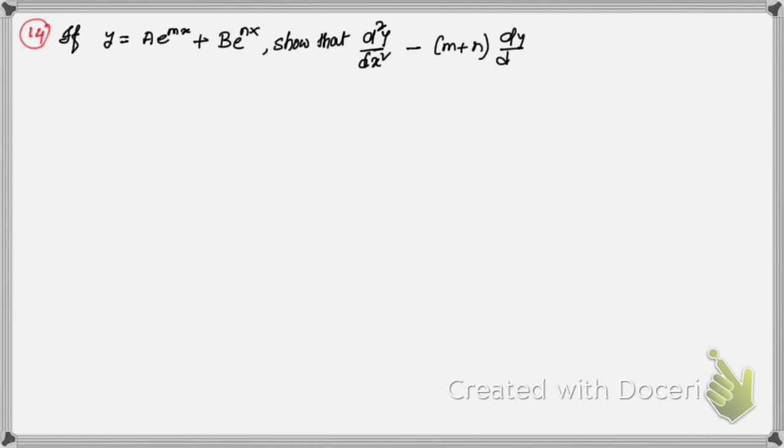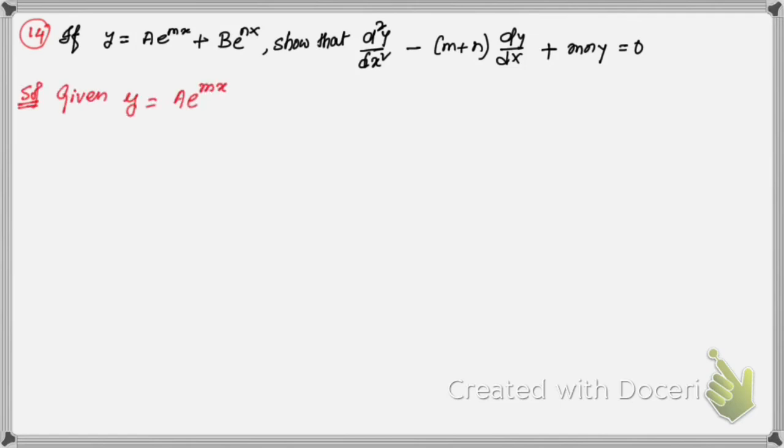So question number 14, here y is equal to a e to the power mx plus b e to the power nx, then we need to prove that the second order derivative of y minus m plus n times the first order derivative of y, plus mn y is equal to 0. We need to prove this. So first let me write the given things first.